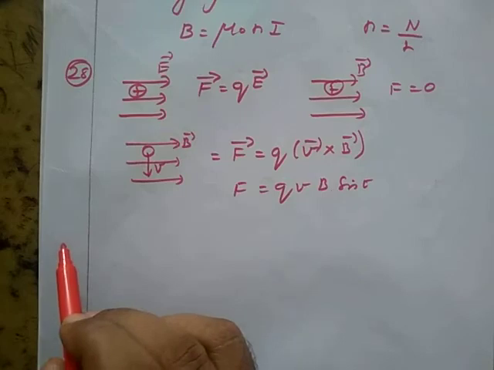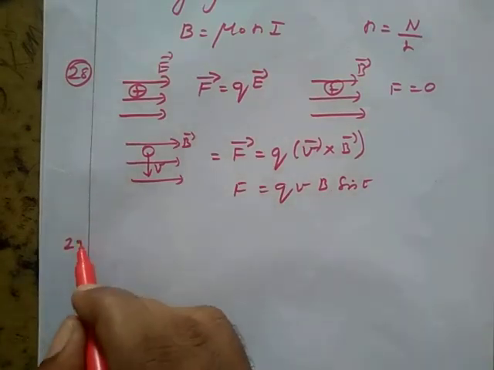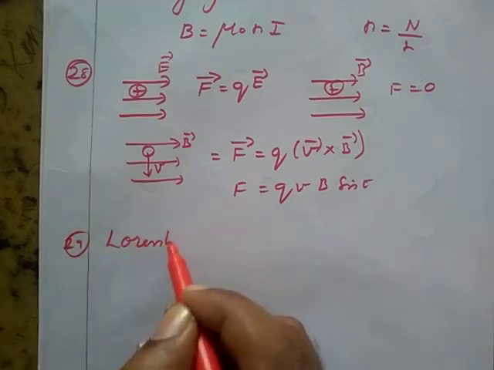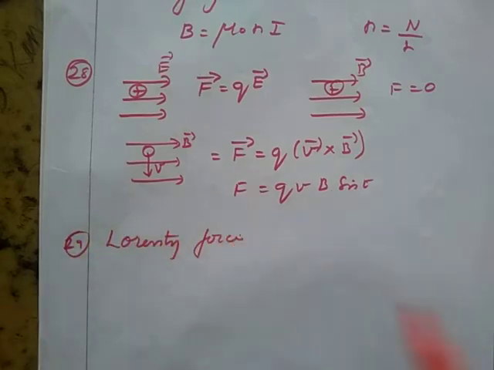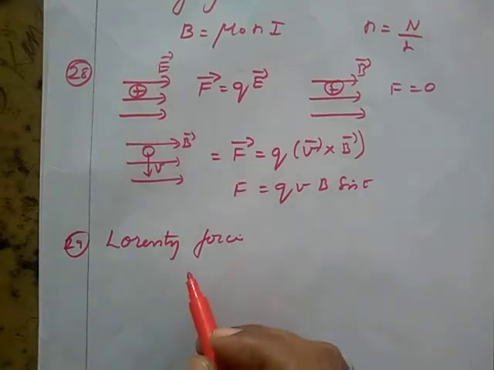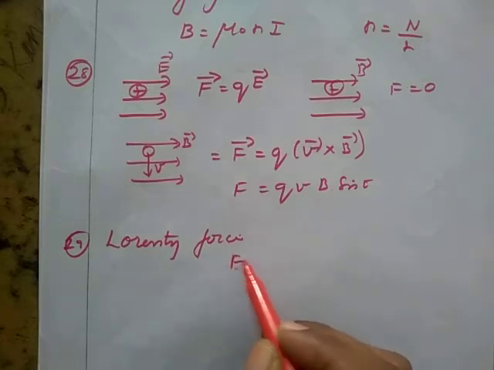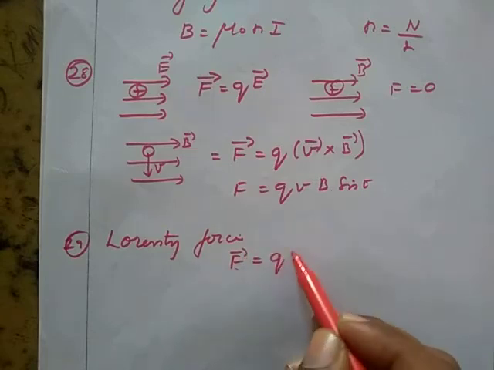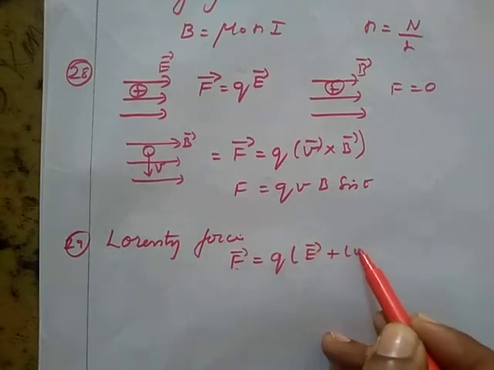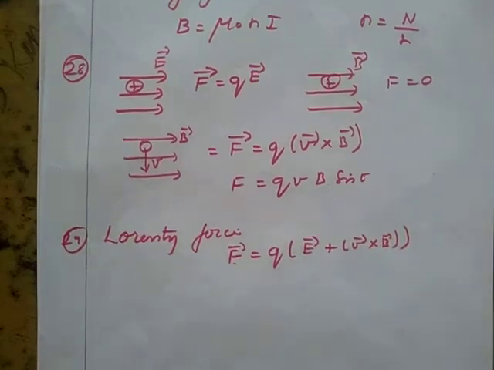Then we see the Lorentz force. It is a magnetic force, or we can call it the Lorentz force. The Lorentz force is the force experienced by a charged particle when it moves with velocity v in electric and magnetic fields. That force is known as the magnetic Lorentz force or simply the Lorentz force. It is represented as F vector is equal to q times E vector plus v vector cross B vector.